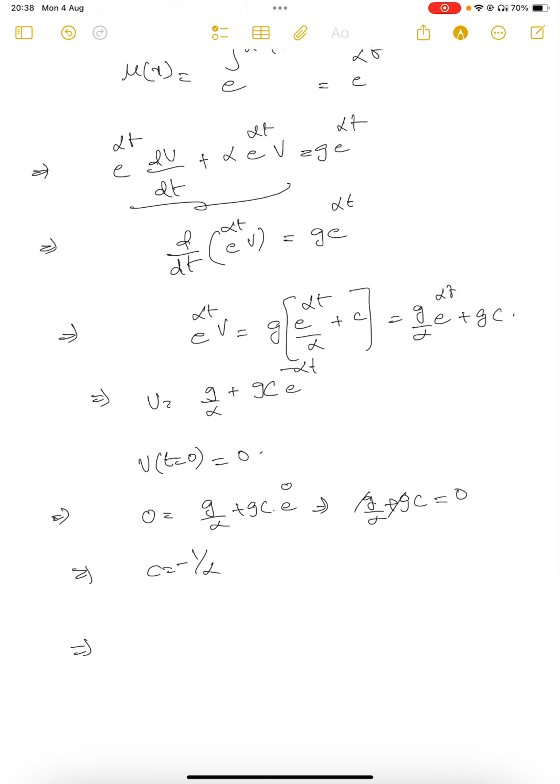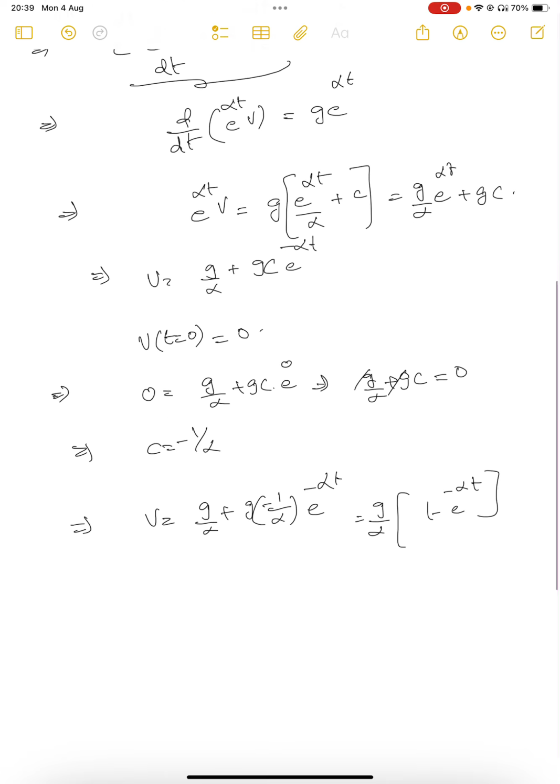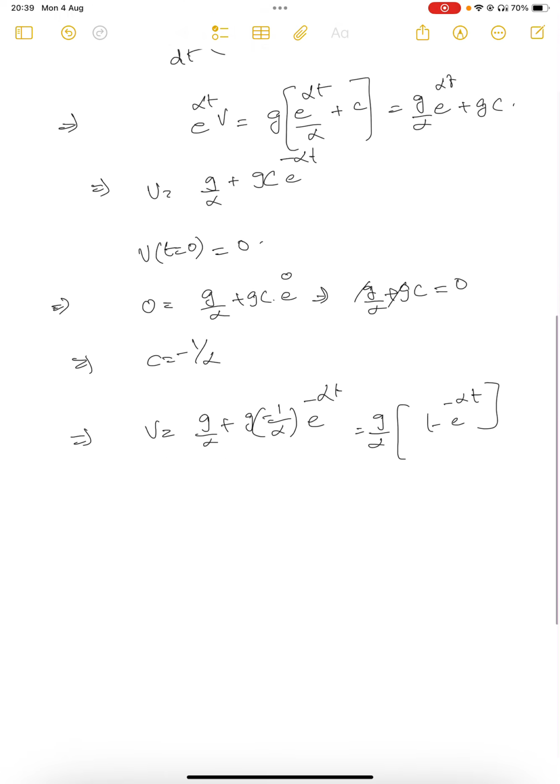So the equation is v equals g by alpha plus g into minus 1 by alpha e power minus alpha t. You can write it with g by alpha common: v equals g by alpha into 1 minus e power minus alpha t.